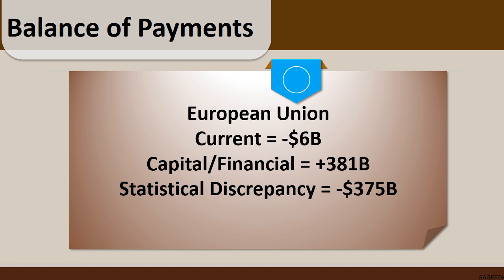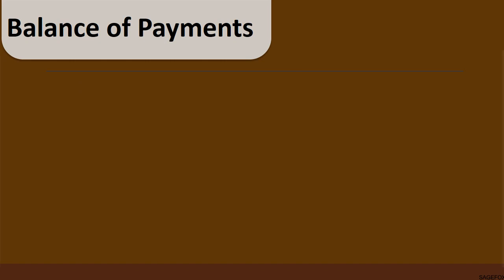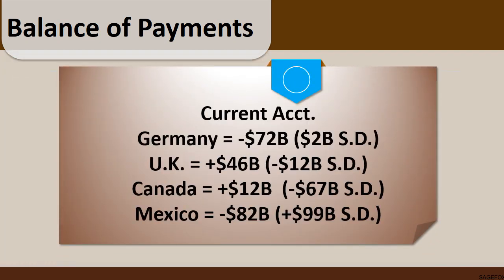Capital financial account plus 81, so a statistical discrepancy of $375 billion. That number is off somewhere in there. There's an error of $375 billion. That's not really good, yes? So here's some other countries. Germany, we had a minus $72 billion with them, with only a $2 billion error, so we kind of know what happens with Germany. UK, $46 billion with a $12 billion error.